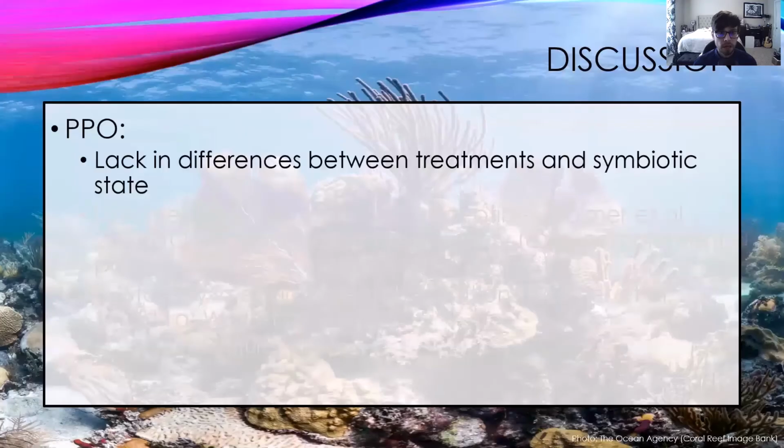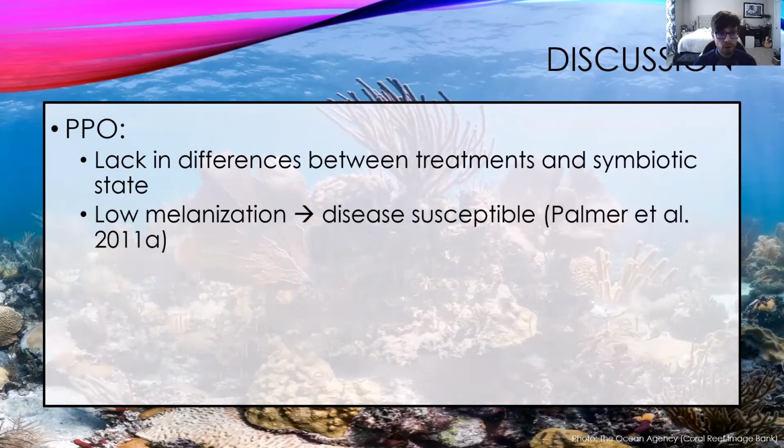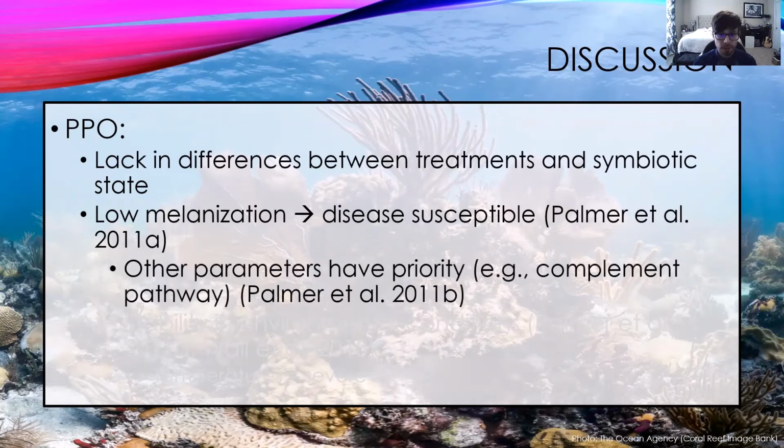By analyzing our results, we found a lack of differences in prophenyl oxidase between our symbiotic and aposymbiotic fragments. With the low melanization, or low concentrations of this signaling protein, this could mean that the species is considered disease susceptible, as this immune response wasn't upregulated across different temperature treatments.